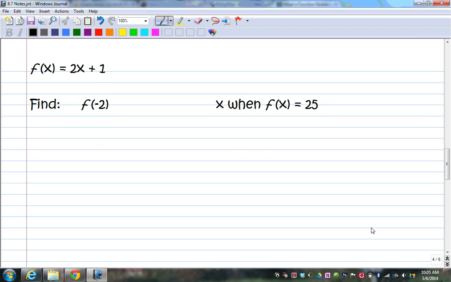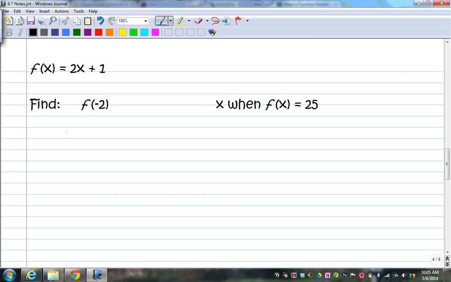Here I have the exact same function. f of x is equal to 2x plus 1. I want you to pause the video and find f of negative 2. And then I'm going to challenge you to see if you could find the next thing. So in other words, when f of x is equal to 25, I want you to find what x is. Okay? So pause the video and see if you can figure these out.